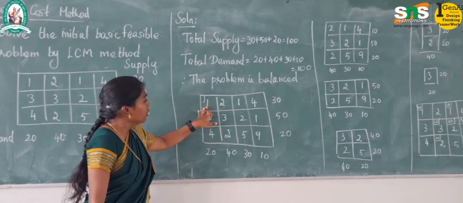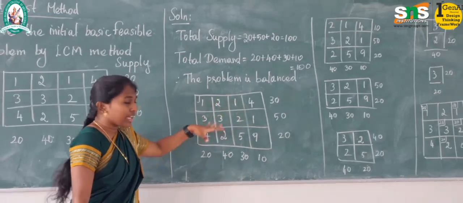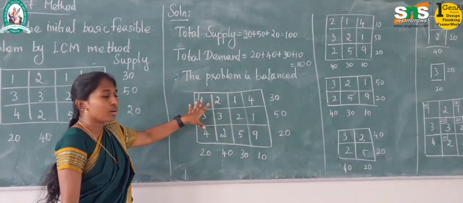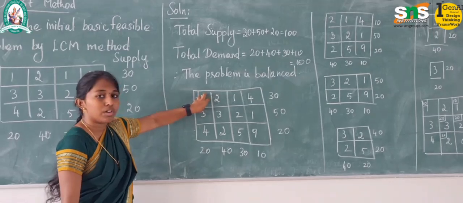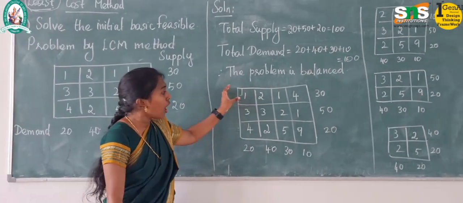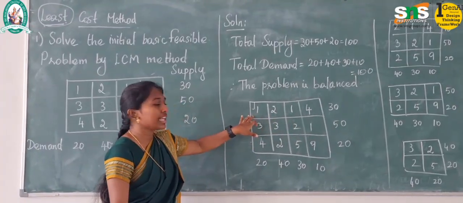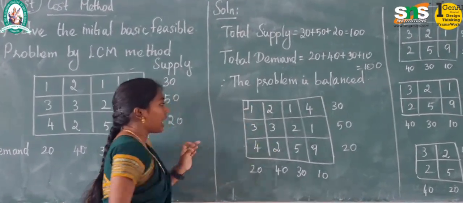Here the least value will be 1. But the 1 is repeated many times, so we are going to pick any one. Here I am going to pick the first 1 value. The least value is 1. Out of the 3 ones, I am going to pick the first 1, and I am going to allocate that 1 as a value.